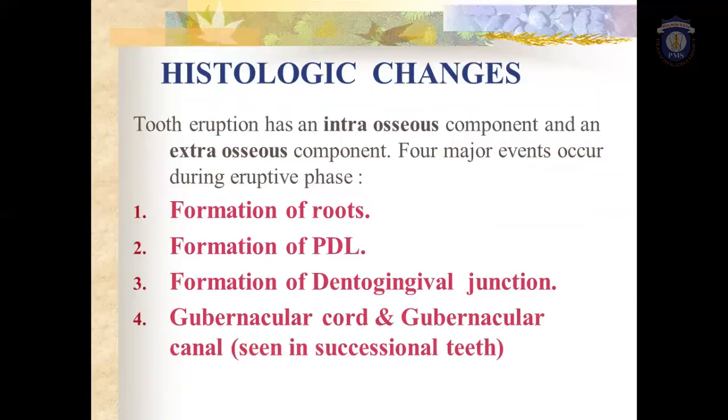Among the histological changes that comprise the eruptive phase of tooth movement, there are four major events. The first is the formation of the root. For a tooth to erupt, the roots have to form, and along with root formation, there will be corresponding formation of the periodontal ligament, and at the appropriate time, the dentogingival junction forms. Two peculiar structures seen in an erupting tooth are the gubernacular cord and the gubernacular canal, which are seen usually in successional teeth.